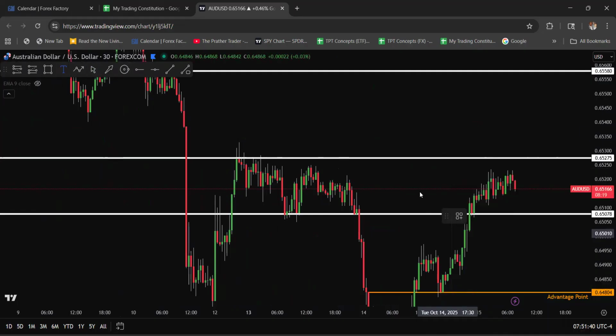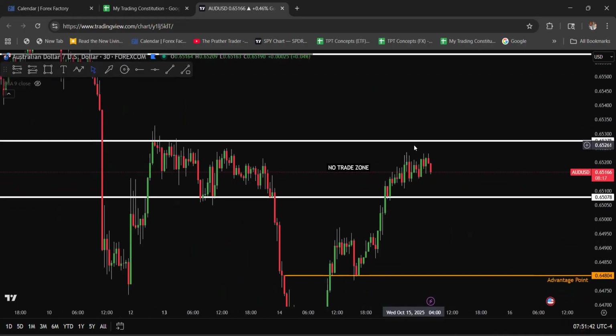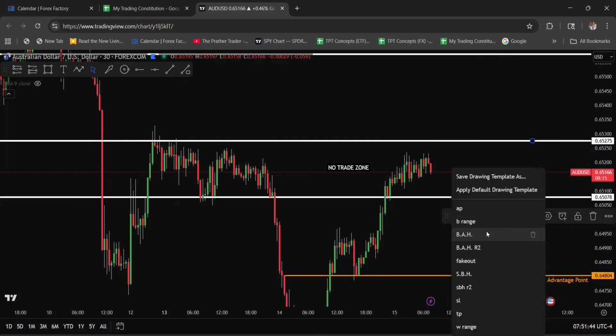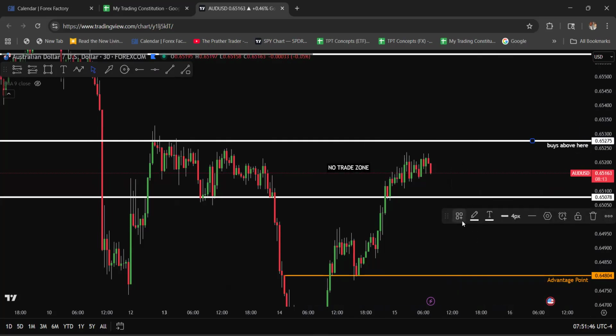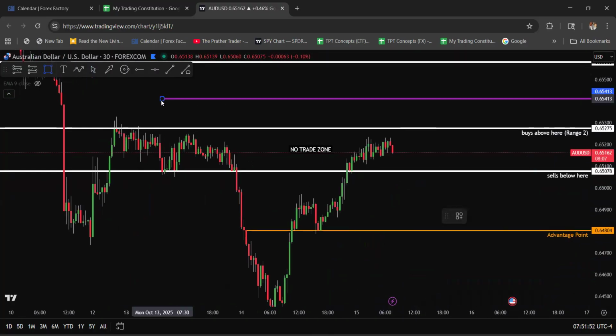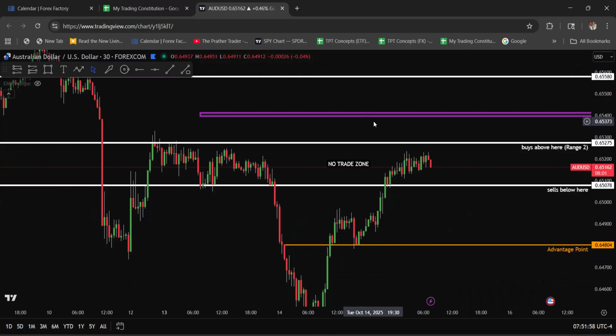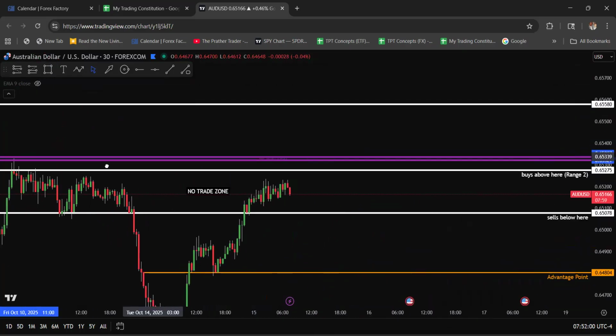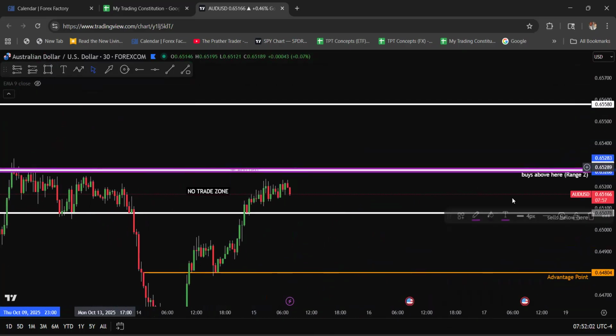I put this right here just to remind me. So we'll do buys above here, range two, and I'll do sells below here because I am bearish. Okay, let's see. Checking out these levels.